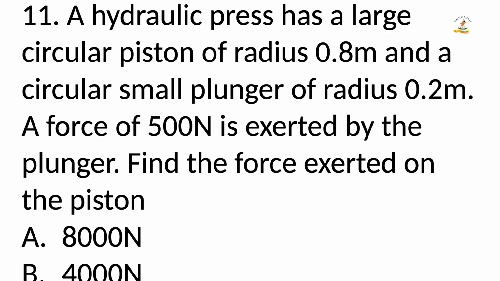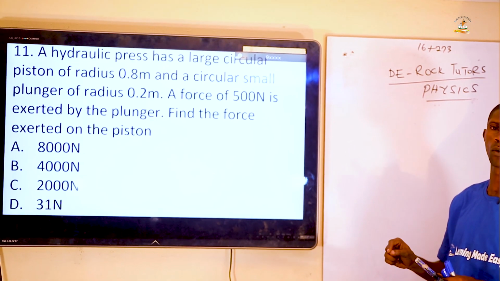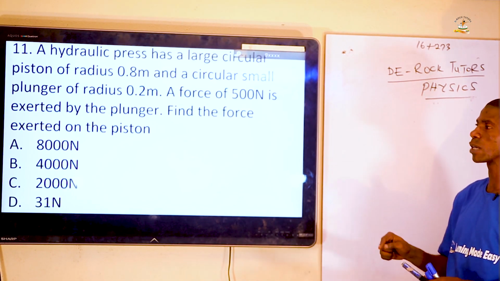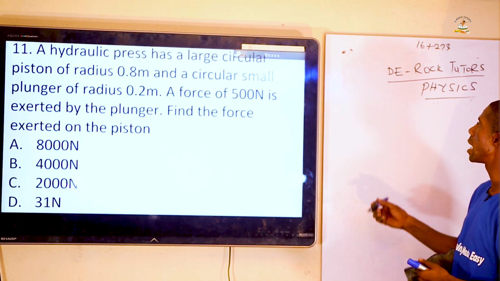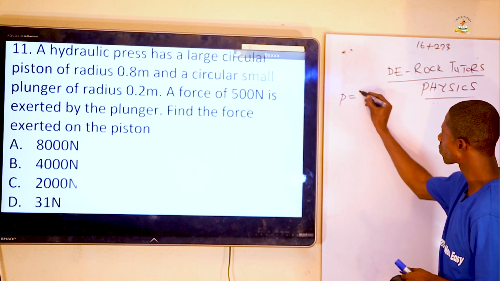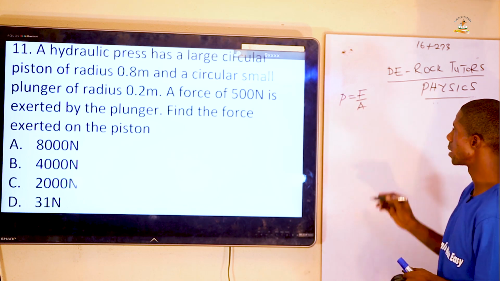So for the next question, we have a hydraulic press with a large circular piston of radius 0.8 meter and a circular small plunger of radius 0.2. A force of 500 Newton is exerted by the plunger. Find the force exerted on the piston. So the hydraulic press actually works on the principle of pressure, which has to follow Pascal's principle. And the formula for pressure will give us force over area.